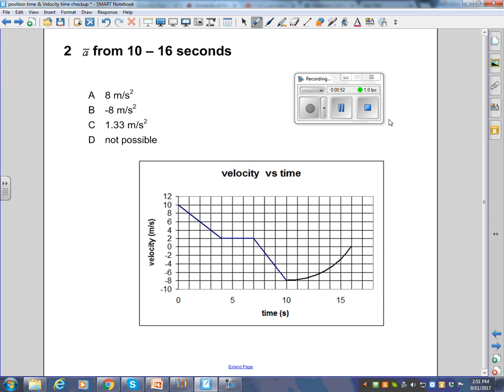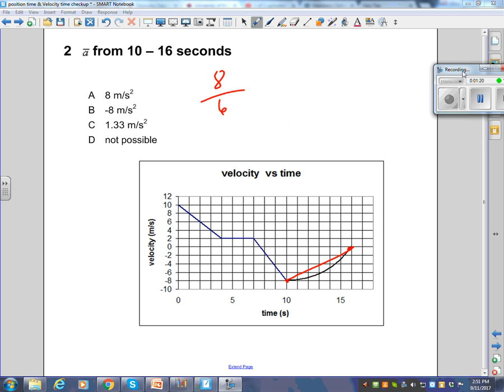A bar from 10 to 16. So 10 to 16 is the curved part. But because it's A bar, you're finding the average slope. So you can actually connect the dots. Average over that interval. Karen, are you watching here? So I'm at 0, 0 minus minus 8. So that's going to be up 8. And over from 10 to 16 is clearly going to be 6. 16 minus 10. 8 over 6 is C, 1.33. Right?